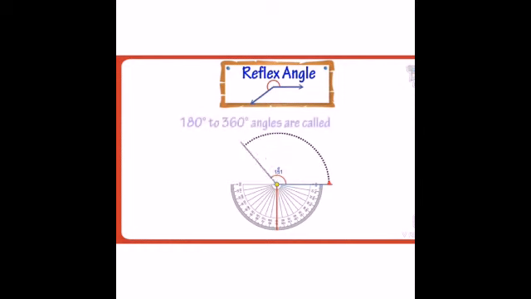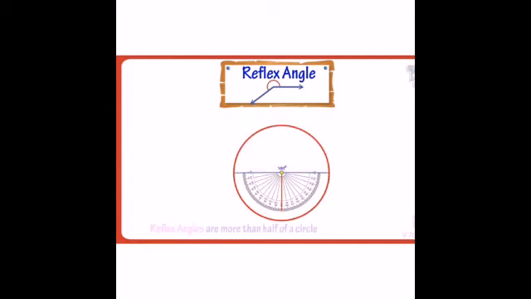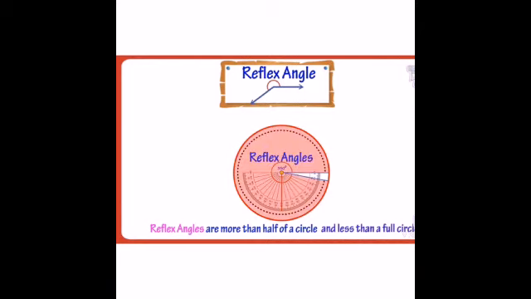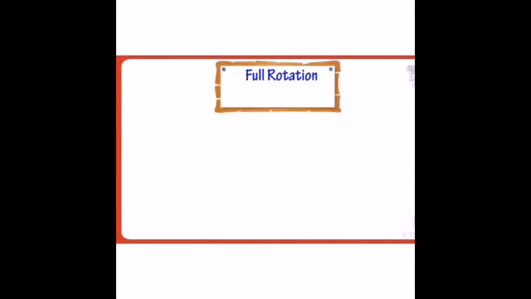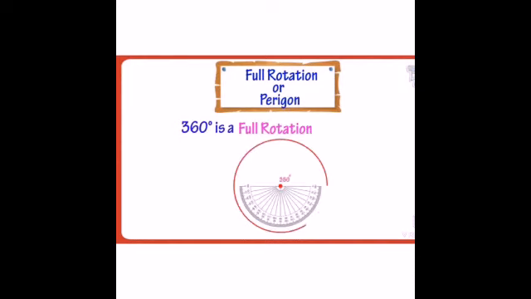Next one is reflex angle. Angles from 180 degrees to 360 degrees are called reflex angles. Reflex angles are more than half of a circle and less than a full circle. Full rotation, whole or complete angle. 360 degrees is a full or complete angle or a full circle. An angle whose measure is 360 degrees is called a whole complete angle.